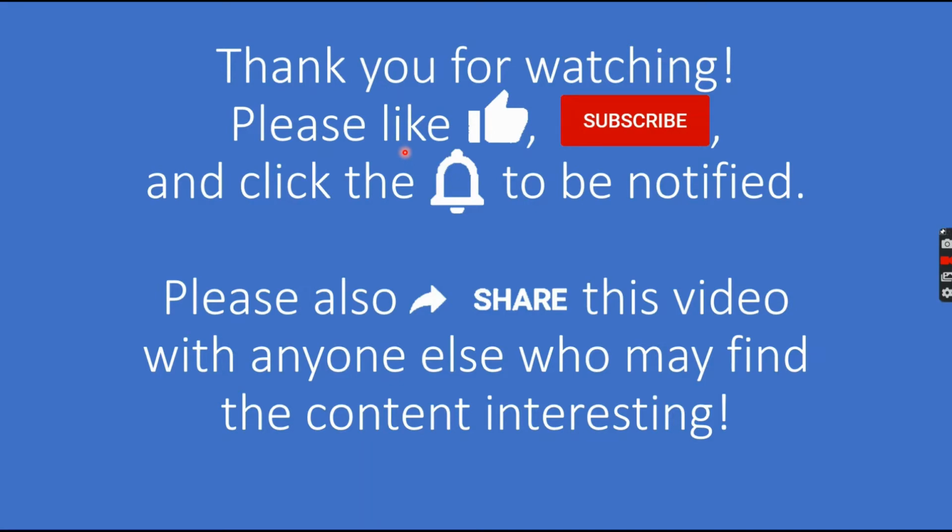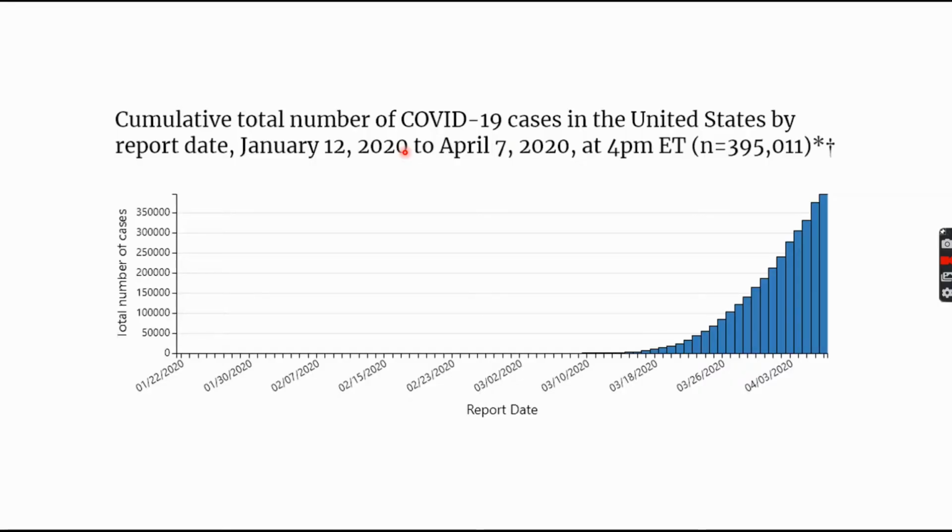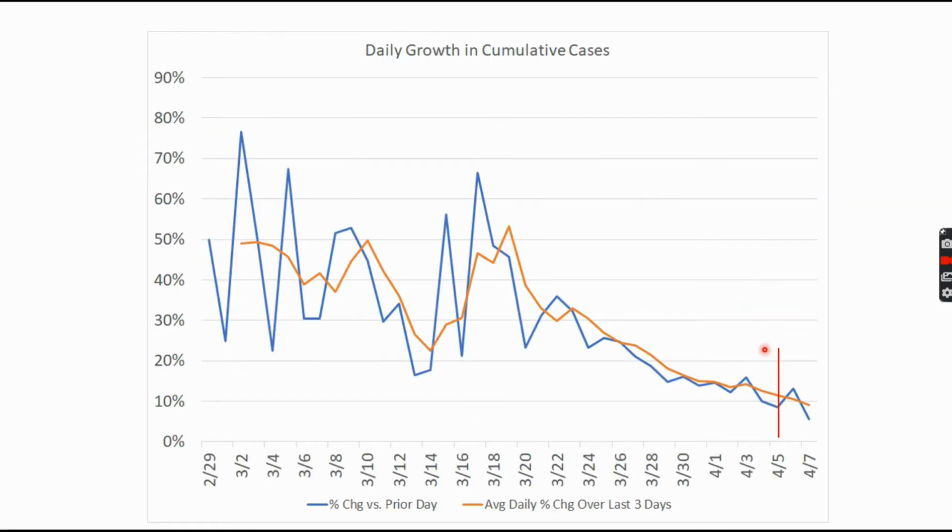All right, the numbers being presented by the CDC for the total cumulative cases have increased to 395,000. This chart obviously is still increasing, but it looks somewhat reassuring that this appears to have decelerated somewhat. So let's take a look at that.